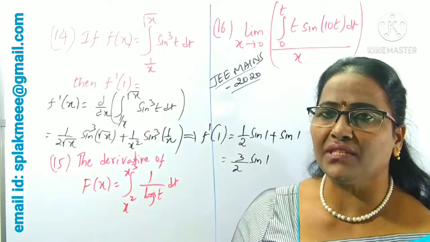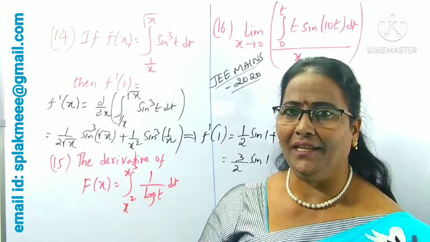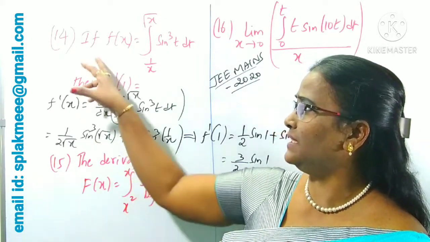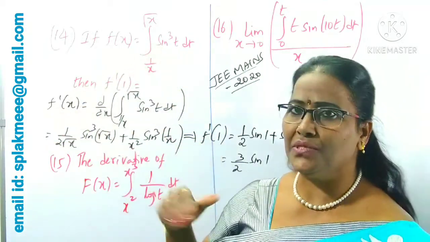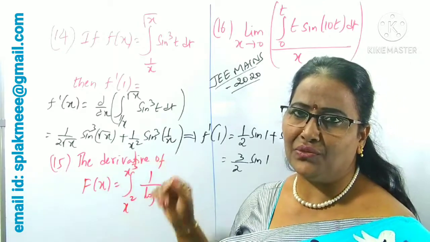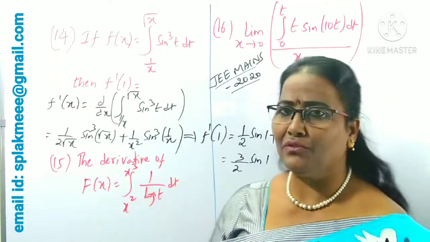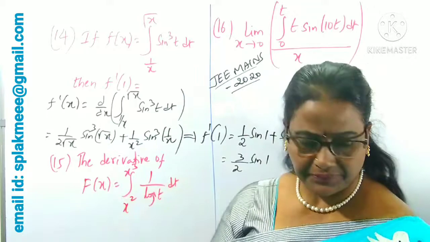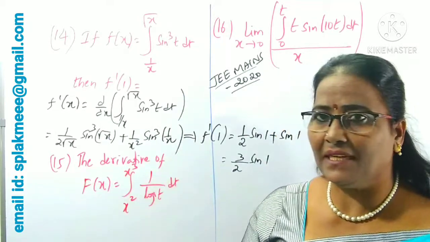It is given that the function is asked for the derivative value at x equal to 1. To apply the derivative, we have to use the Leibniz rule. Okay, that rule I explained to you is only used here. Now come to question number 15. What is given here? Is it clear? Shall I write?